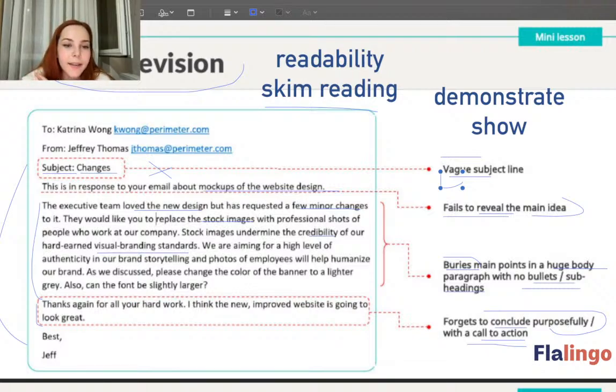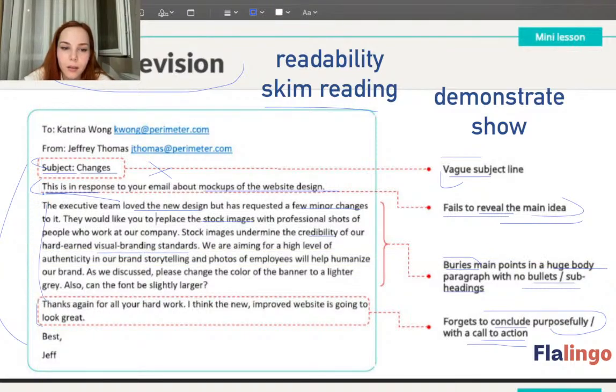And while writing an email, you also have to reveal your main idea in the introduction part. This is in response to your email, okay, but what is it? What is the main idea? Why are you writing this email? This is really important in the first part. So this is the introduction, this is the subject line.